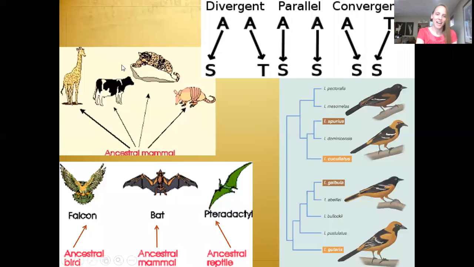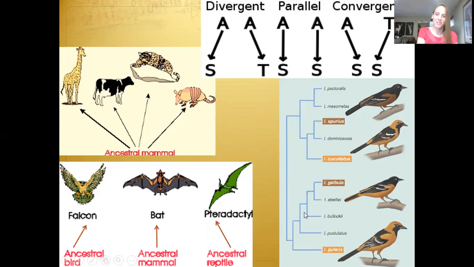An example of divergent evolution would be the evolution of all mammals. We all came from an ancestral mammal, but we have evolved to be very, very different from one another. An example of convergent evolution would be, say, a bird, a mammal, and a reptile, all ending up with similar traits. You've got birds and bats, and in this case, pterodactyls, that all ended up with wings. So they've all ended up with this similar trait, even though none of them are closely related at all.